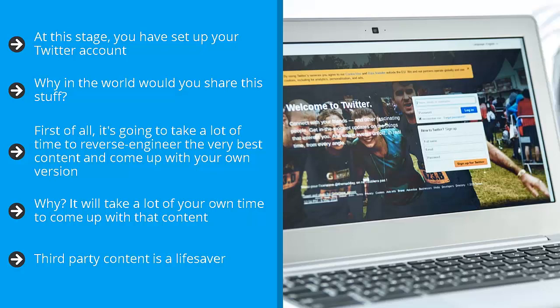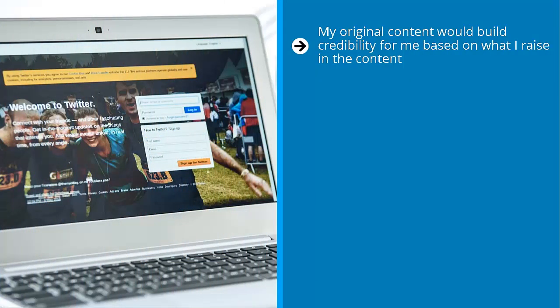Here's the secret though. You share that content to draw people based on their interests. For example, if I find top-notch content on content marketing and I have a Twitter account that sells content marketing services, it would make a lot of sense for me to put all that high-quality and highly popular material in my Twitter feed, but from time to time, I would share my own original content. My original content would build credibility for me based on what I raise in the content. I control the conversation using those posts.